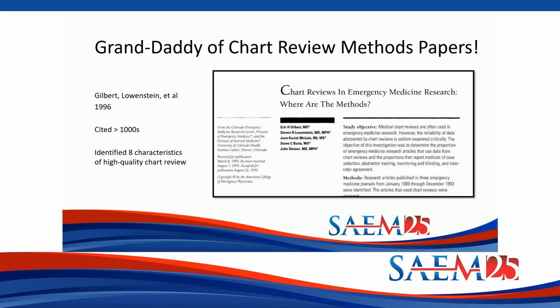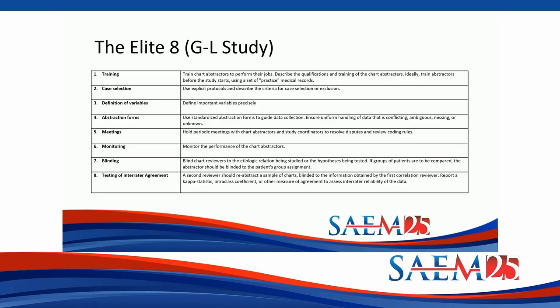So one of the perhaps earliest and certainly most cited articles that you'll find on this topic of chart review methods is Gilbert and Lowenstein. And I can remember submitting these studies for publication, and this is the first question they ask: well, did you use the methods as outlined in Gilbert and Lowenstein? So it's a very big deal in this area. And we're going to talk about the 8 criteria or characteristics that they have defined as representing high-quality chart review. And I hope you guys can read that.